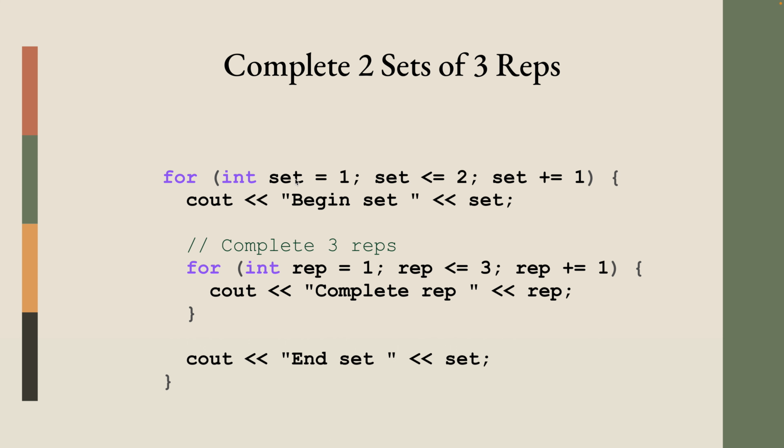So the first time this runs, set equals 1, we do begin set 1, and then we come in here and we say complete rep 1, complete rep 2, complete rep 3. Then we end set 1, we start the outer loop again, begin set 2, and then here we say complete rep 1, complete rep 2, complete rep 3. And then we end set 2. And then we exit the outer loop. Questions here?